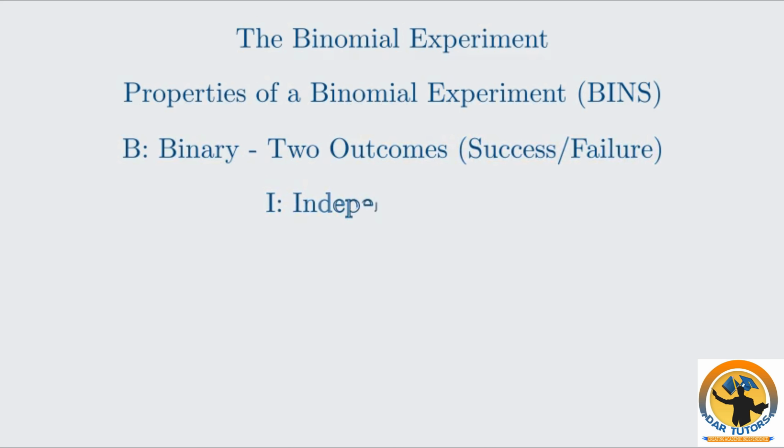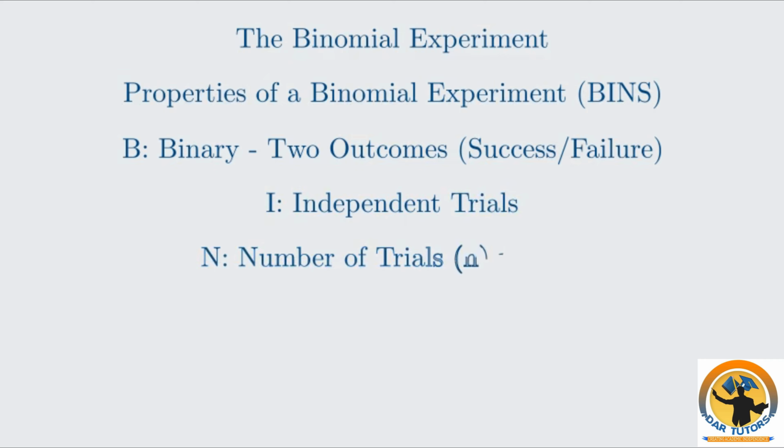Next, I is for independent trials. This means the outcome of one trial has no influence on the outcome of any other trial. Rolling a die multiple times is a classic example of independent trials. N stands for number of trials. In a binomial experiment, the total number of trials, represented by n, must be fixed in advance. You must know how many times you will perform the experiment before you start.